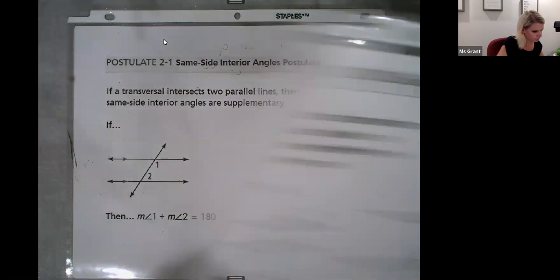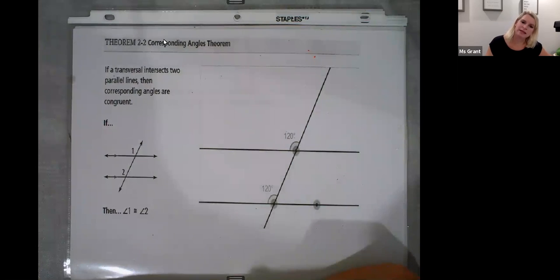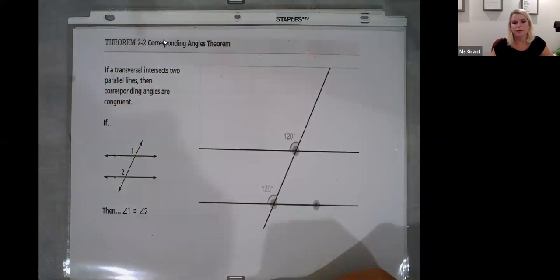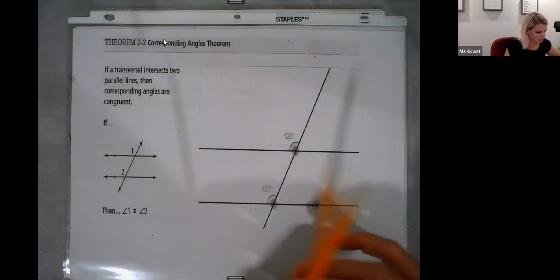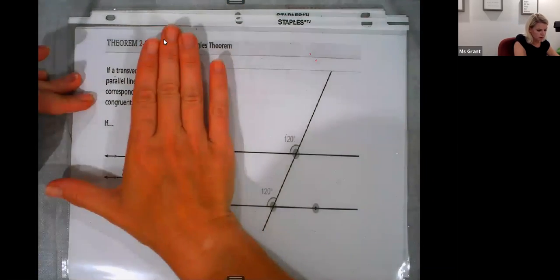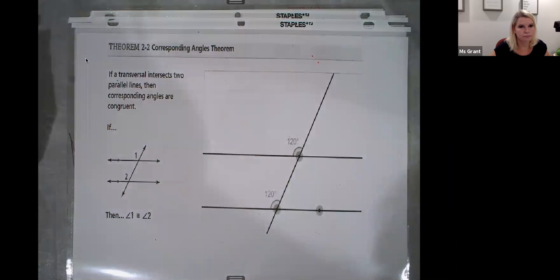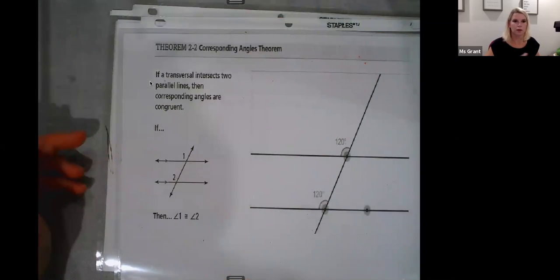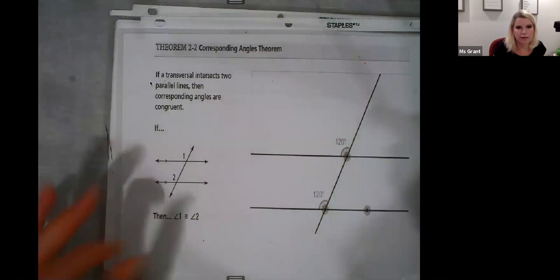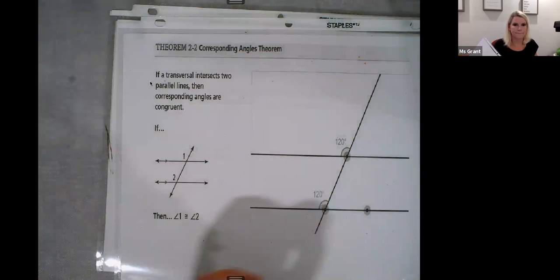Next. Corresponding angles. They're in the same position, they're the same size. So this here, 1 and 2, are in the same position, but they're, let me go out a little bit. There we go. So 1 and 2 are on the same side, and they're in the same position. They're the same size. Okay.